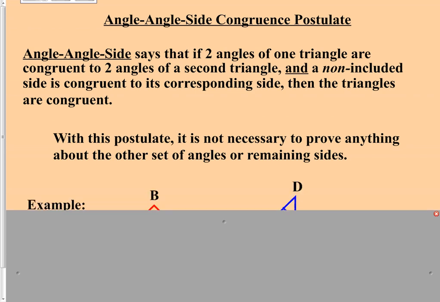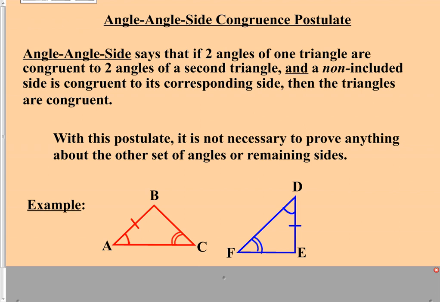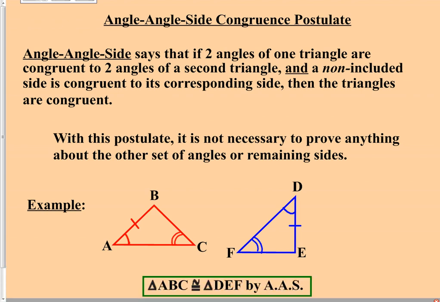Here's a diagram to go along with angle angle side. And as you can easily see, the difference is the one set of sides that we do know is not positioned in between the two sets of angles that we do know. This time it's positioned elsewhere, so it's not included. And if you can find this set of conditions inside of a pair of triangles, then you can say that you have two congruent triangles. In this case, triangle ABC is congruent to triangle DEF by angle angle side.